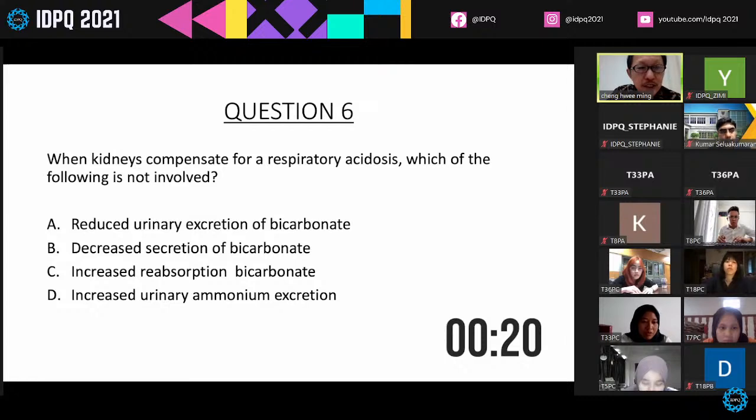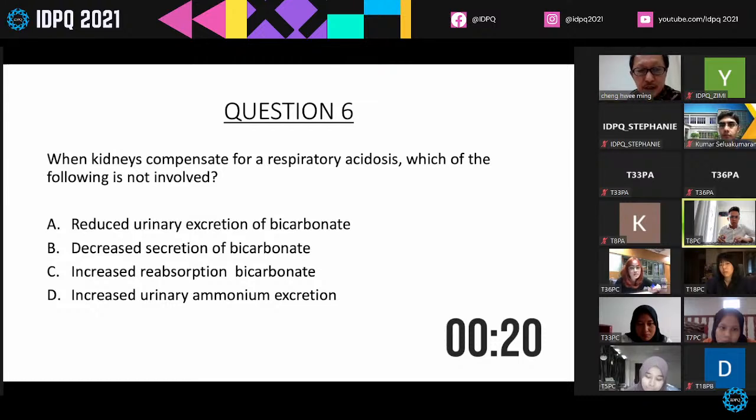When kidneys compensate for a respiratory acidosis, which of the following is not involved? Reduce urinary excretion of bicarbonate, decrease secretion of bicarbonate, increase reabsorption of bicarbonate, or increase urinary ammonium excretion. Your time starts now.